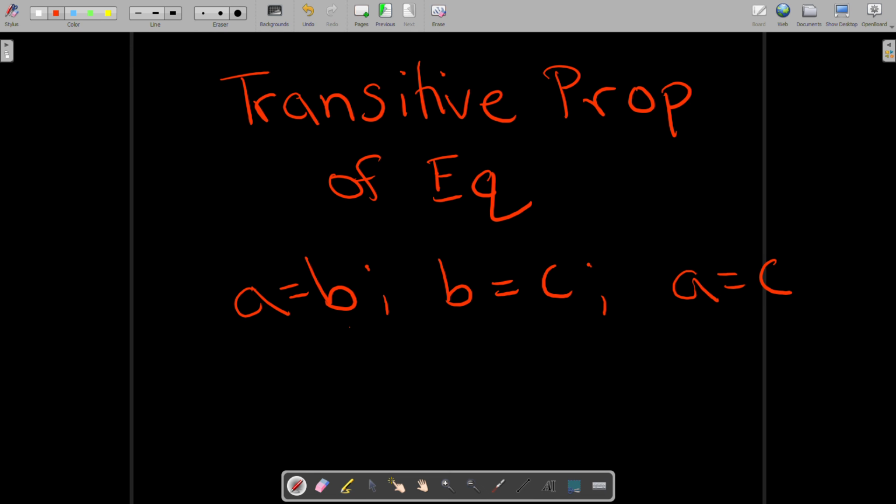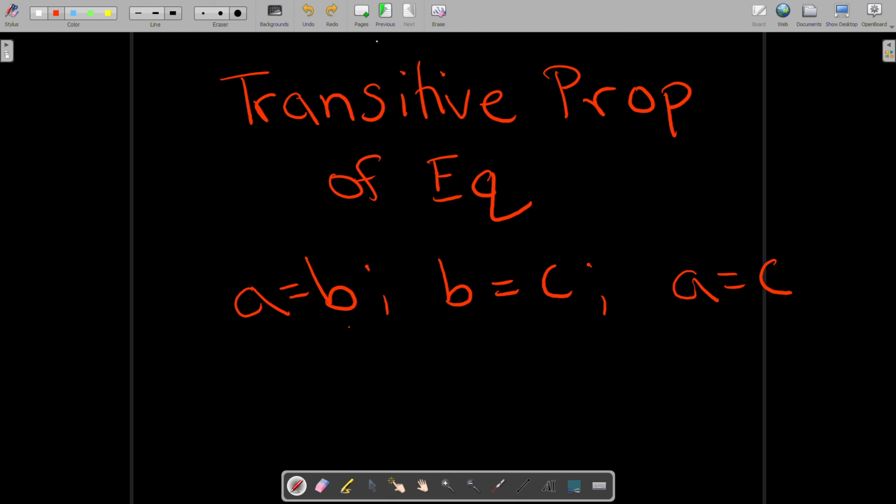Because here we're saying A is equal to B. But then that B is getting shifted over here and it's saying that B is equal to C. Well, in this proof right here, we're saying that A is equal to B. So A and B are the same value. Meaning if B is equal to C, then A also has to be equal to C.